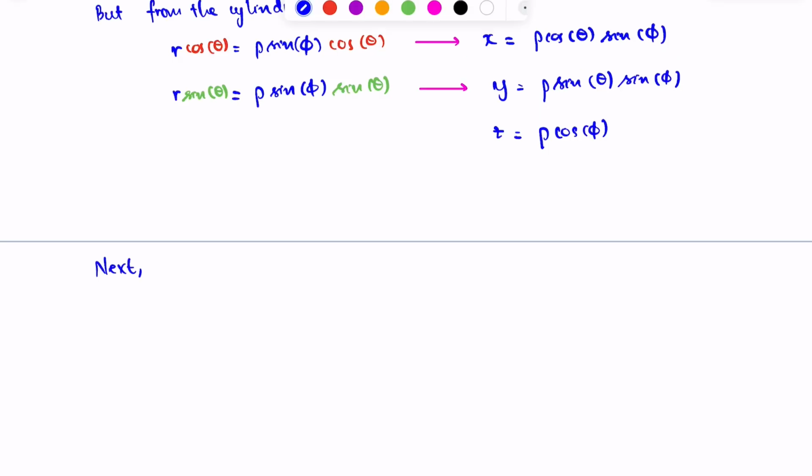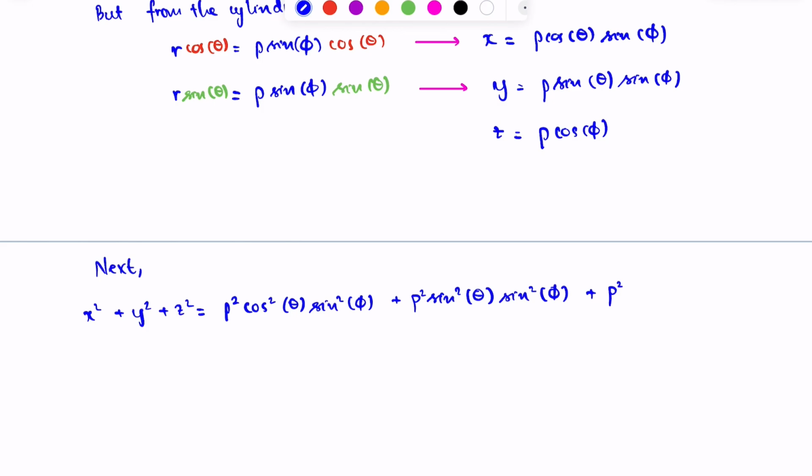What we're going to do with these three equations is that for each equation, you're going to square both sides of the equations and add them up together. So that is, if you have x squared plus y squared plus z squared, you're going to get rho squared times cosine squared of theta times sine squared of phi plus rho squared times sine squared of theta times sine squared of phi plus rho squared times cosine squared of phi.